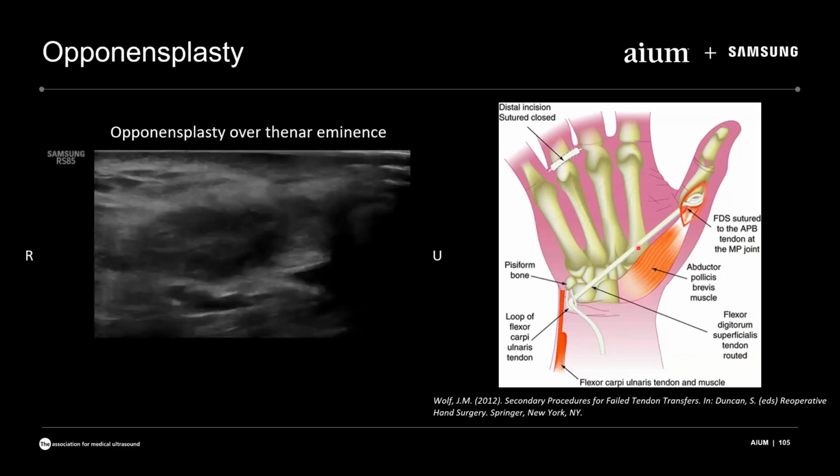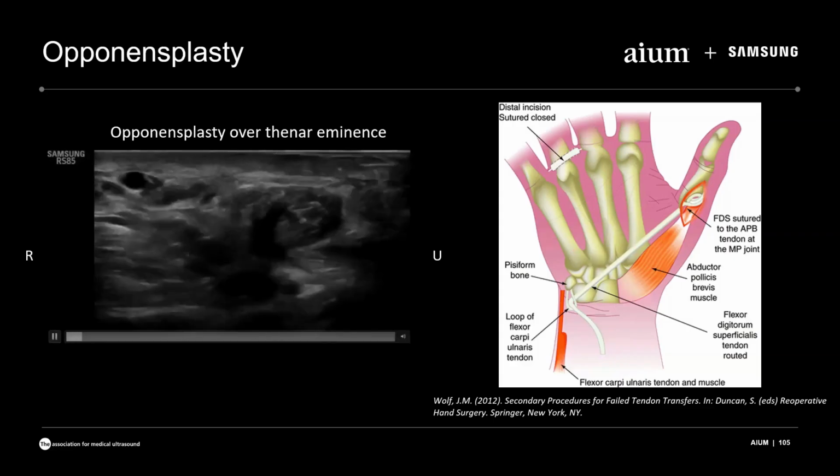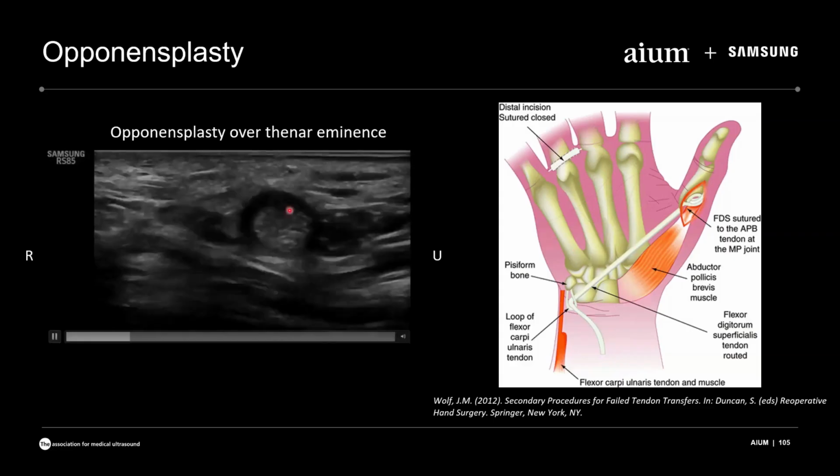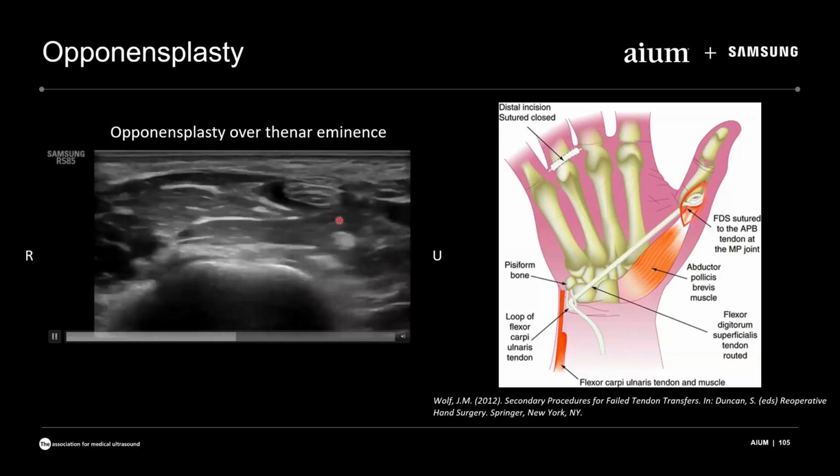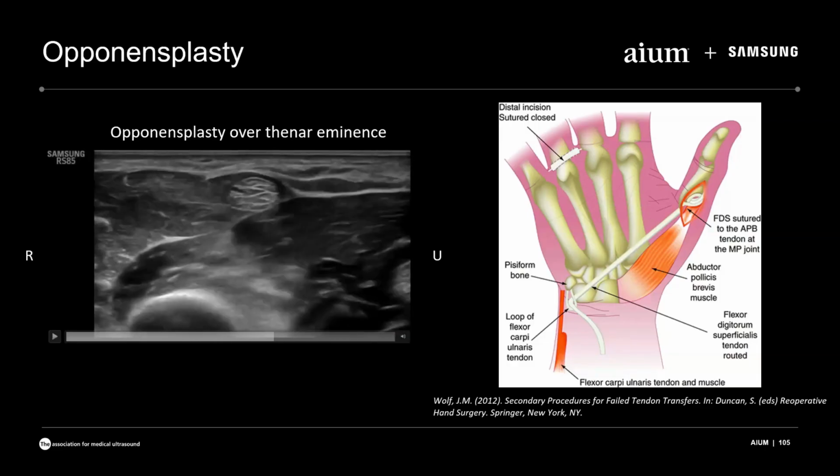So then next, this cine will show you we're scanning along this direction close to the insertion. So we're in short axis. So that's the opponensplasty tendon. It looks intact. We don't see any defects. We're getting close to the thenar eminence, which is great. There it is. Now we're at the thenar eminence.